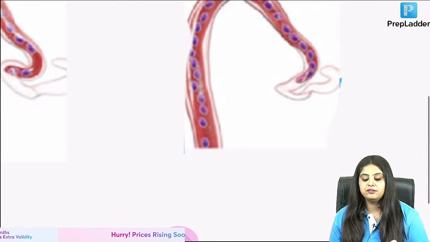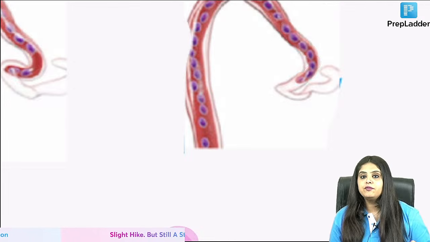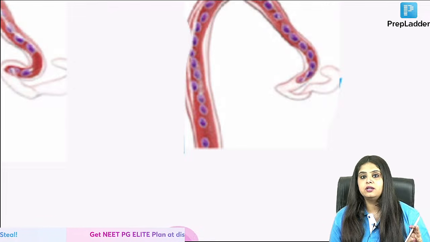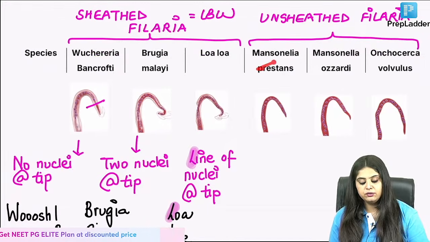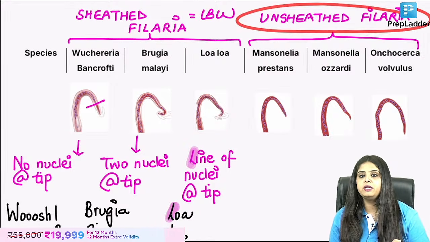And if you look at the next one, ma'am, till the end, line say nuclei. Line of nuclei, that is going to be loa loa. Okay? Wuchereria, Brugia, loa loa. Done. All the others, you can just read their name, Mansonella, Onchocerca, fine. They are all going to be unsheathed.